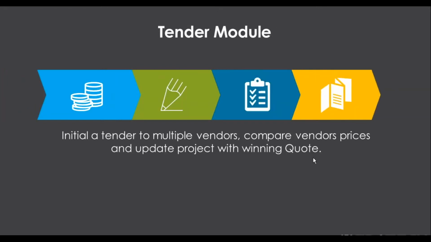Second, I will show you the tender module briefly. This is a really brief demo because it's more about the contractor module than the tender module, but I will show you how the tender module works with this. I will show you how to initiate a tender to multiple vendors: create one request and send it to multiple vendors for pricing. Once you have chosen a winning quote, you can then update your project plan with that cost in order to make a price for your customer.